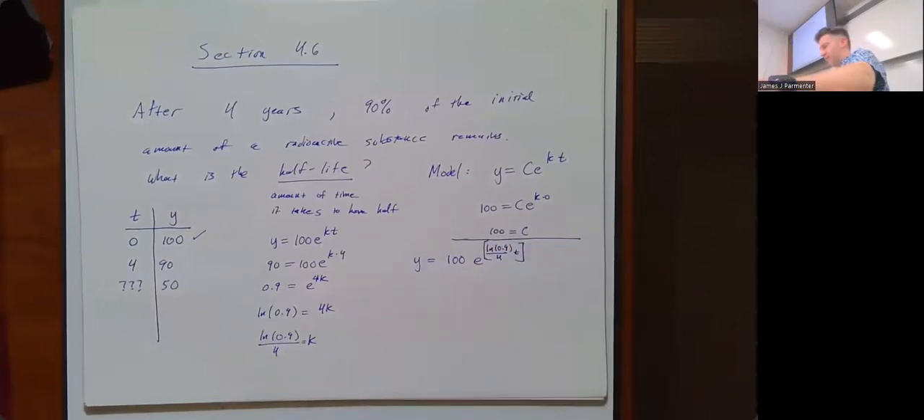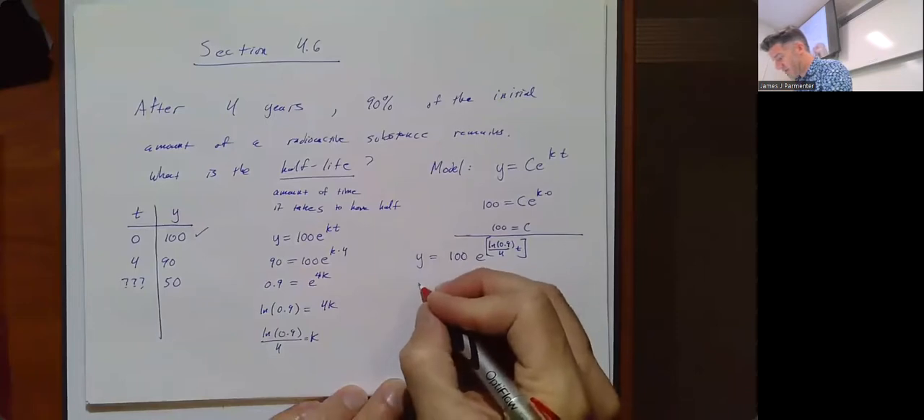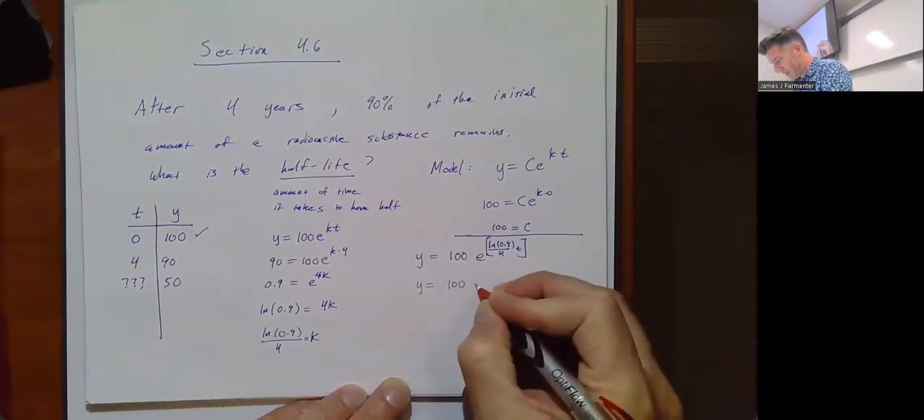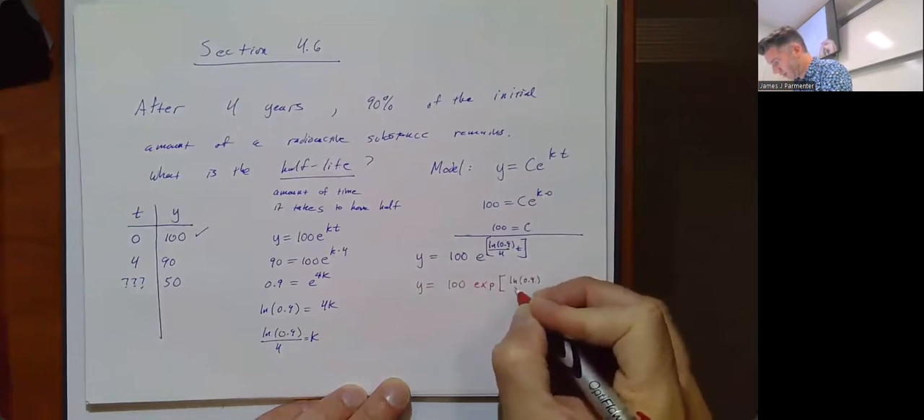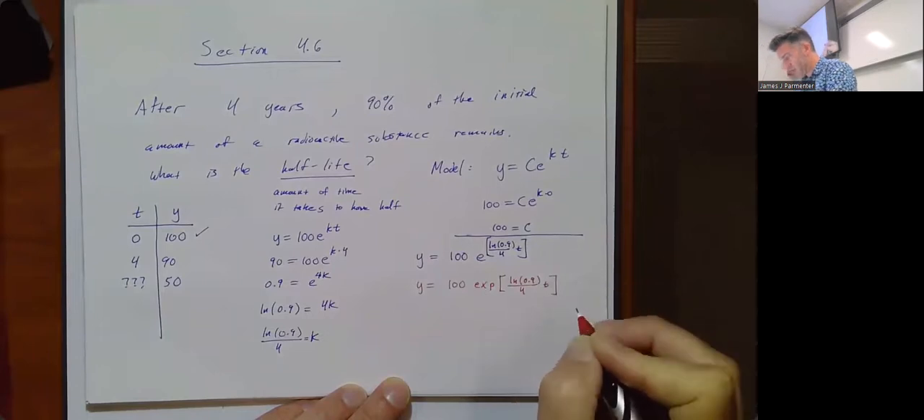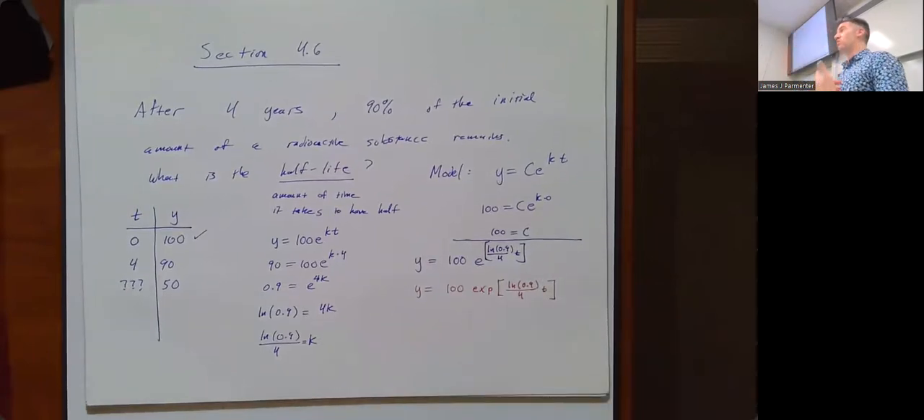Just as a throwback from something I think I said a couple classes ago, sometimes people, WeBWorK, professors, like to write this as y equal to 100 exp of natural log of 0.9 over 4 times t. Just a reminder that exp just means e to the power of. I've seen some of you have seen that notation already in WeBWorK, so that's what that is telling you. It's a way of not having to stuff all this up in the superscript. So it's somewhat nicer, right?